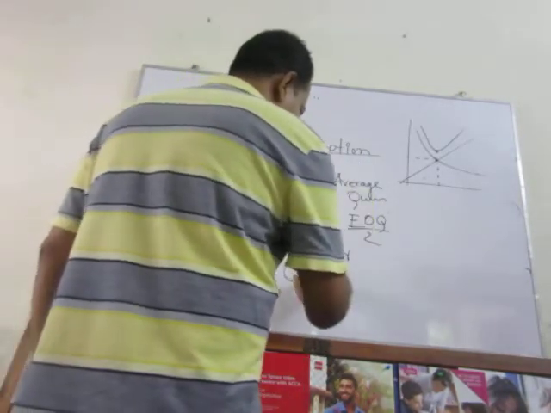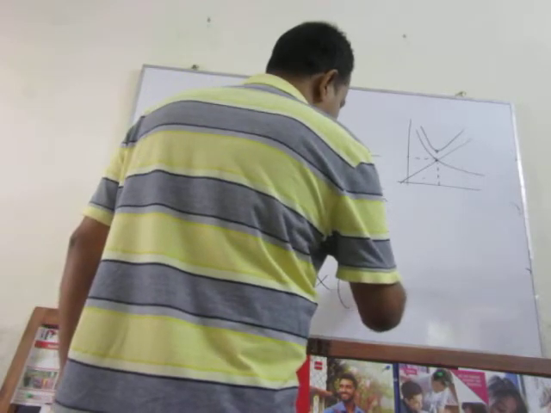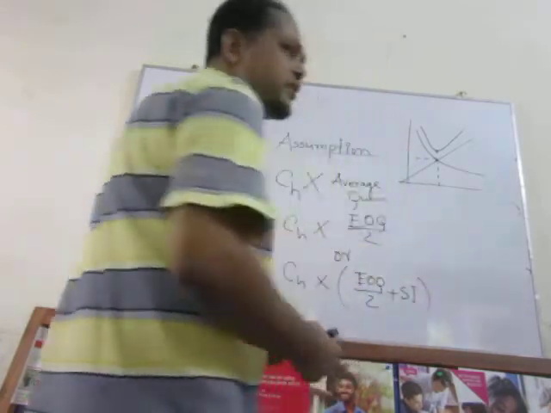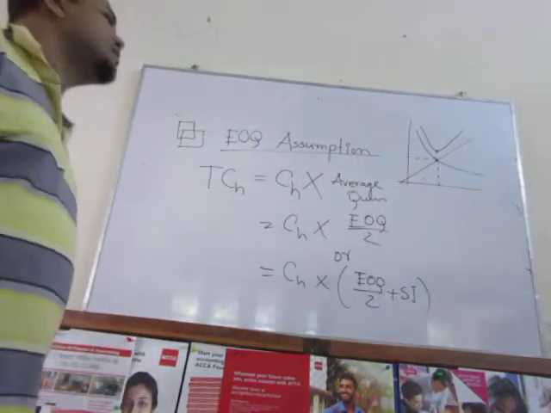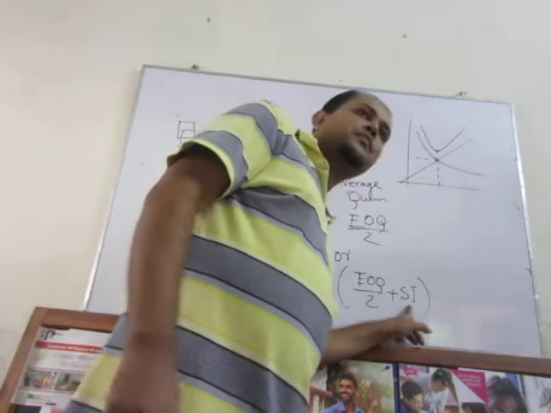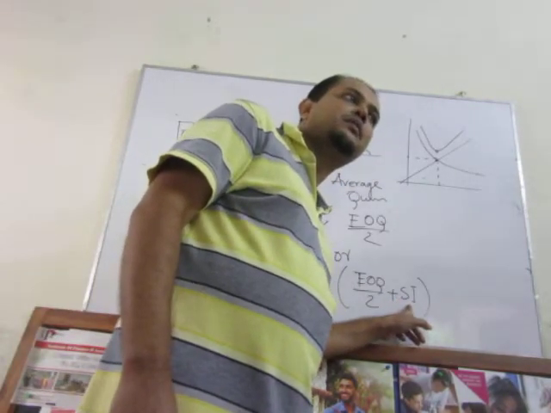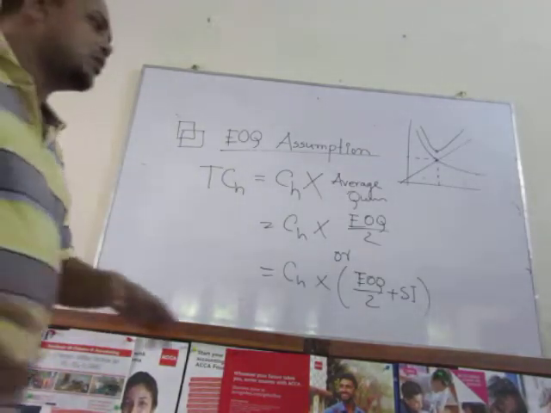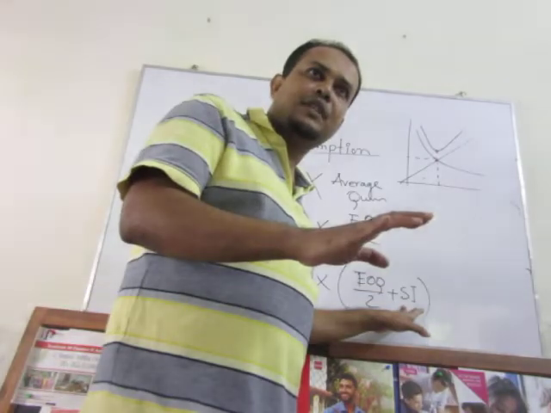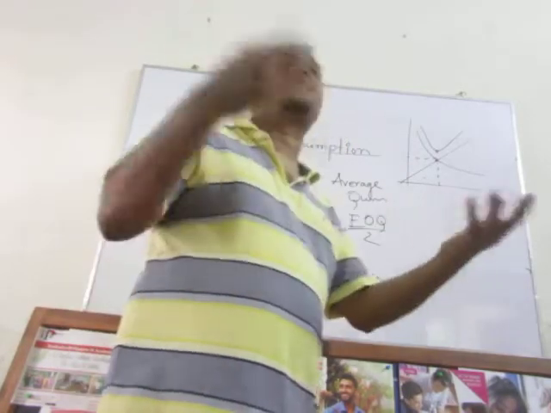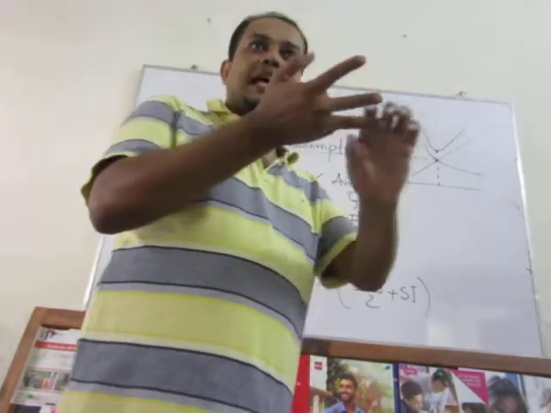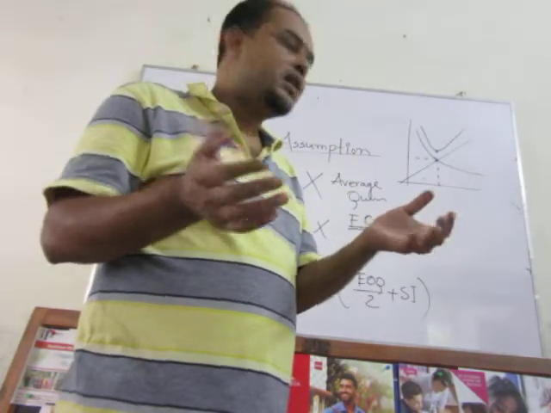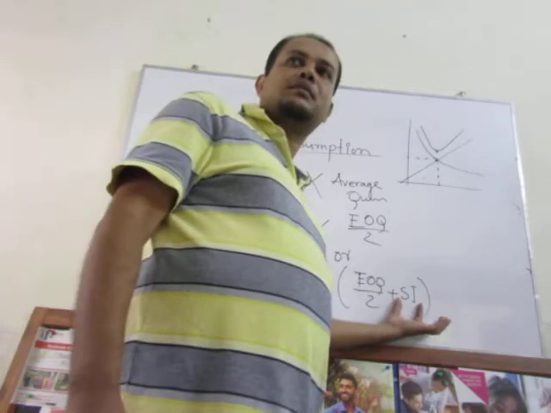or CH into EOQ divided by 2 plus SI, safety inventory. In some mathematical problems, you may be provided another term, which is safety inventory. It depends upon the organizational strategy, whether the organization maintains some safety stocks or not. Safety stock, average inventory, then it may be buffer level of inventory. That is emergency stock, you can also say.